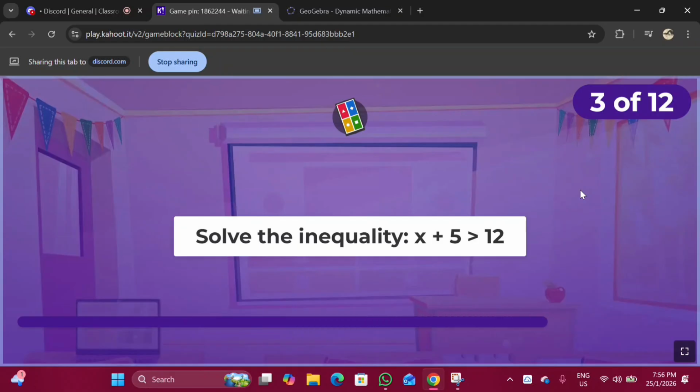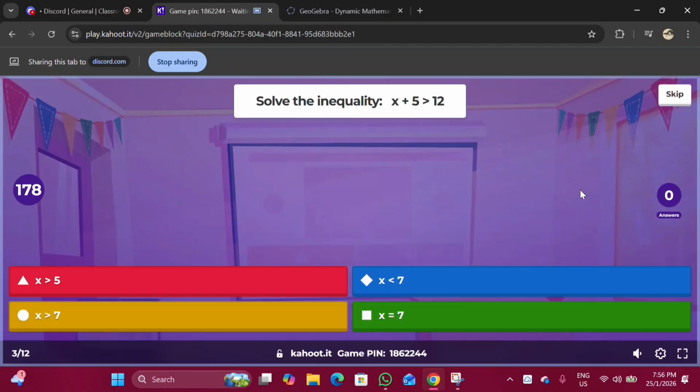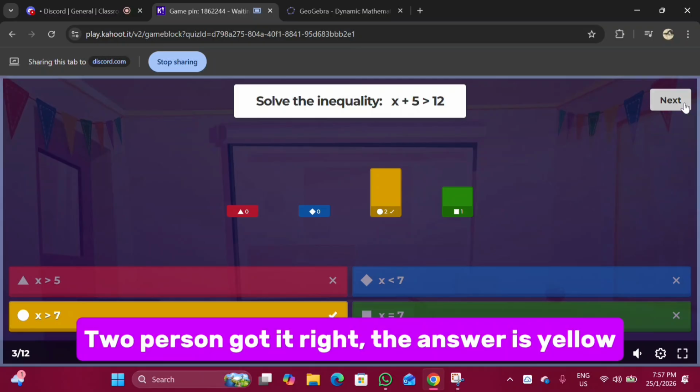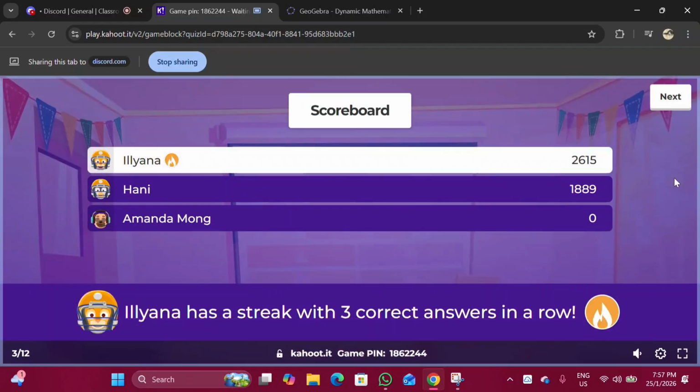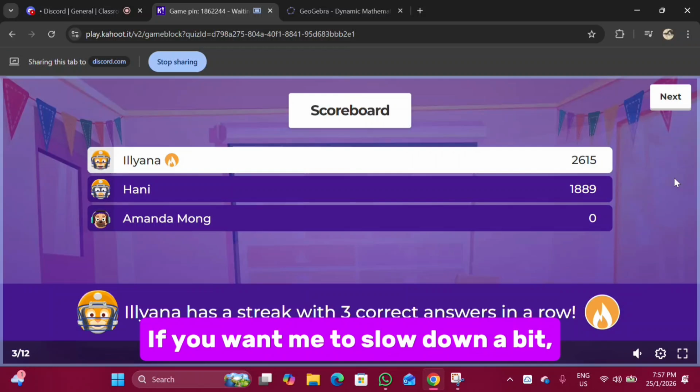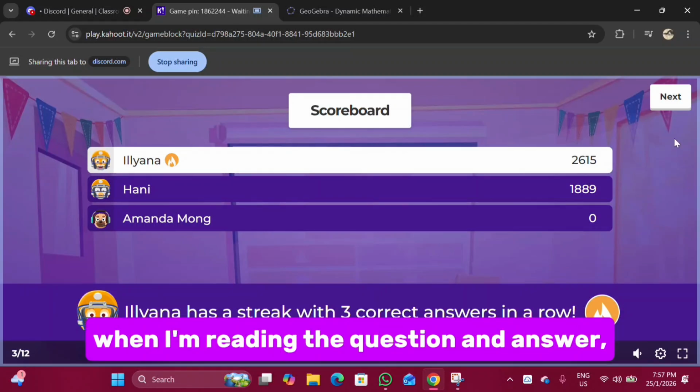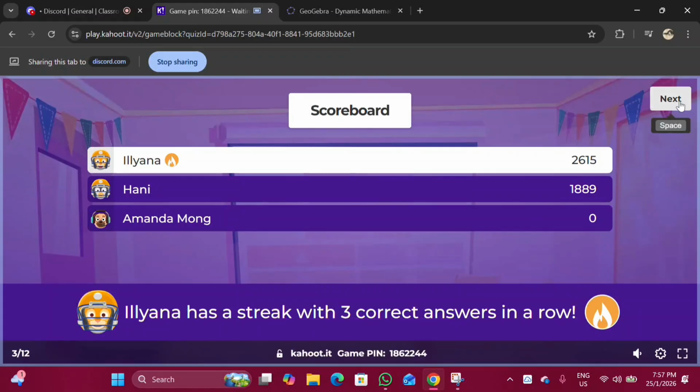Solve the inequality x plus 5 greater than 12. So the red one will be x greater than 5, the yellow one x greater than 7, the blue one x less than 7, and the green one is x equal to 7. Two percent got it right. The answer is yellow. If you want me to slow down a bit when I'm reading the question and answer, tell me, alright? Iliana is number 1.